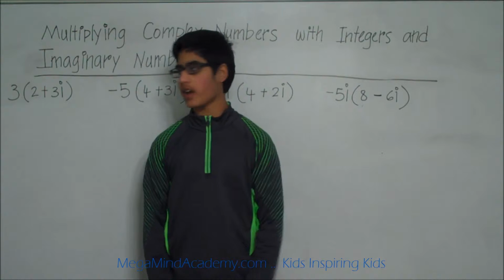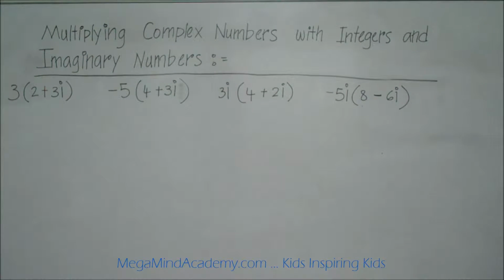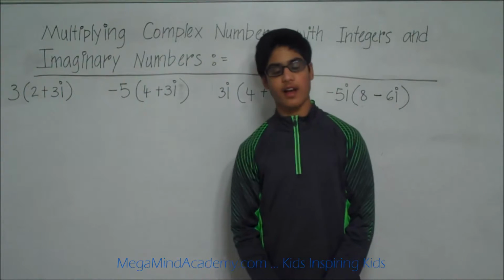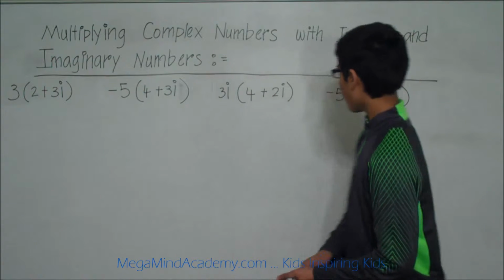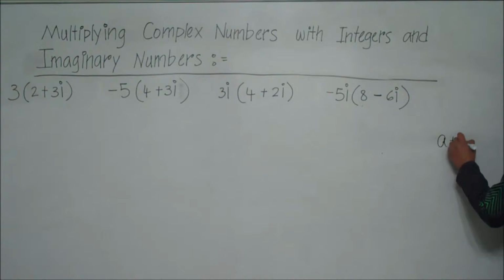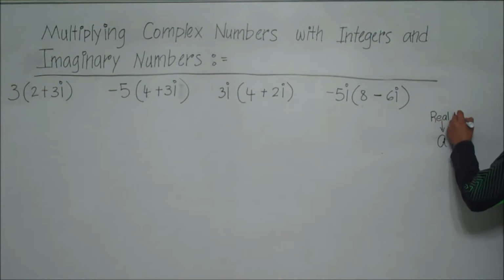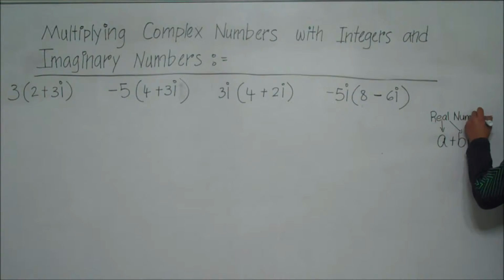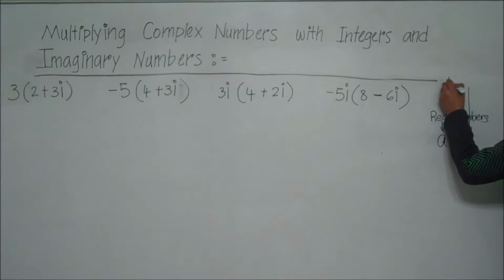Today we're going to learn about multiplying complex numbers with integers and imaginary numbers. Before we start multiplying complex numbers, let's first recap on what a complex number is. A complex number is a number that can be written in the form of a plus bi, where a and b are real numbers, and i is an imaginary number.